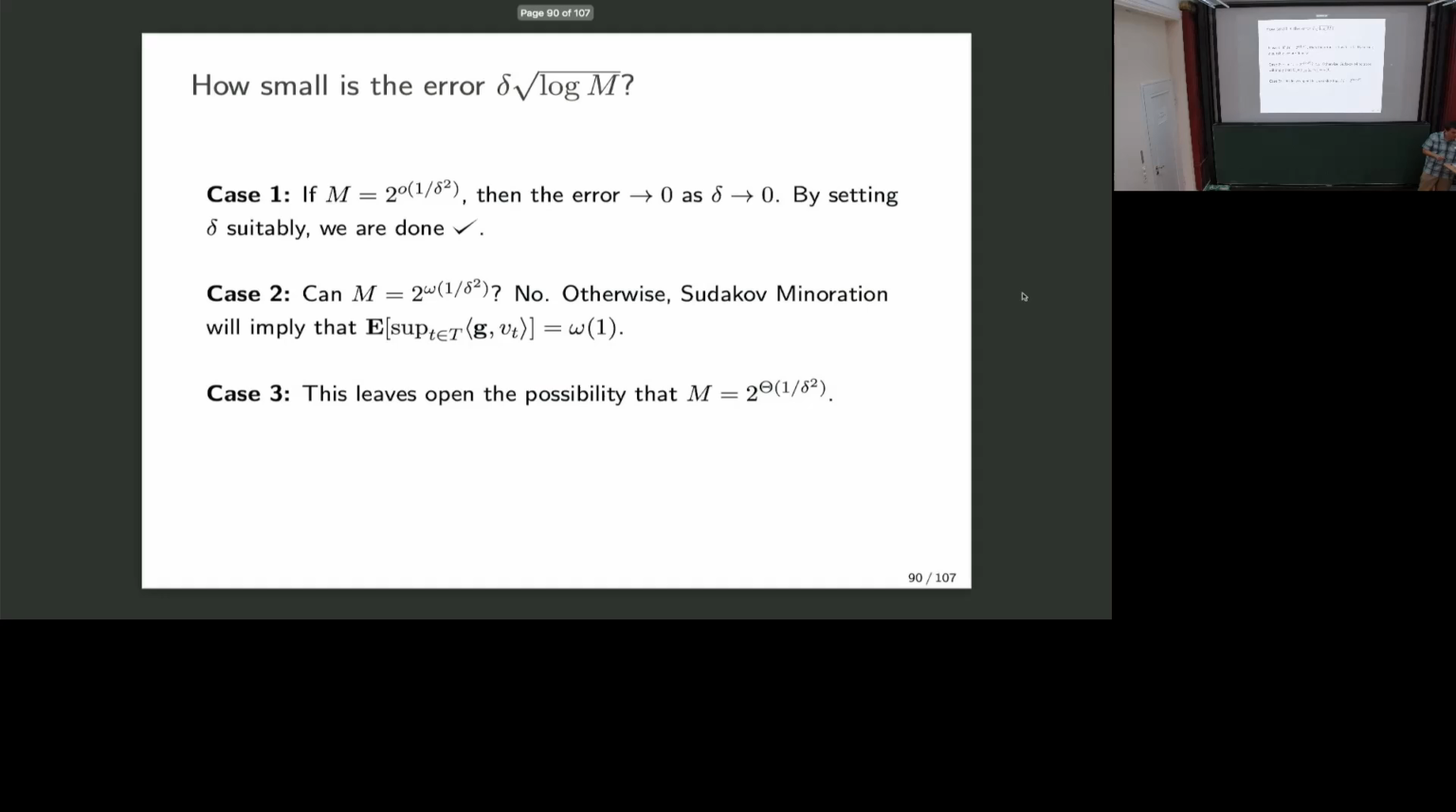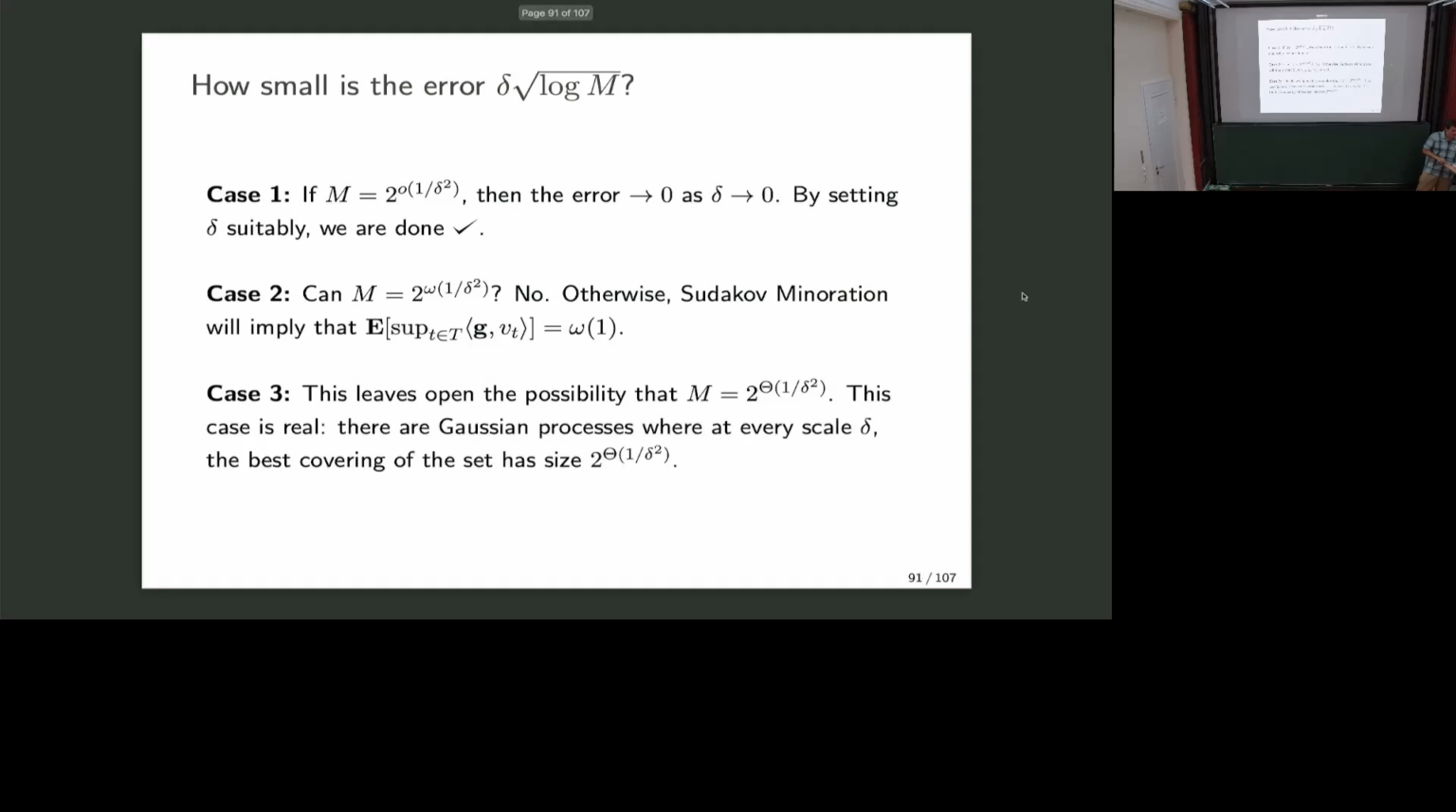So, oh, good, it looks like we're close, but we actually are not close. It's possible that in general m is something like 2 to the 1 over delta squared, and I would be getting constant error here, maybe error 1000 or something, and the original scale was 1 for the answer I'm trying to get. I want error epsilon. This can happen. There are actual Gaussian processes, and it's easy to construct them, where at every scale, the best covering has size 2 to the 1 over delta squared. So we're not done. There is this intermediate case. It's like the opposite of a Goldilocks thing. Being right in the middle is the worst possible thing, and it's a real phenomenon that can happen.